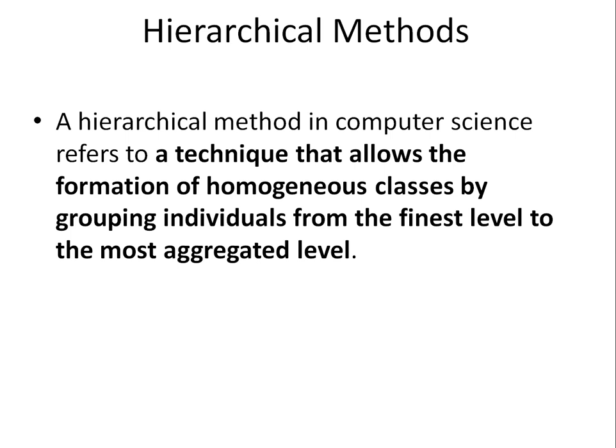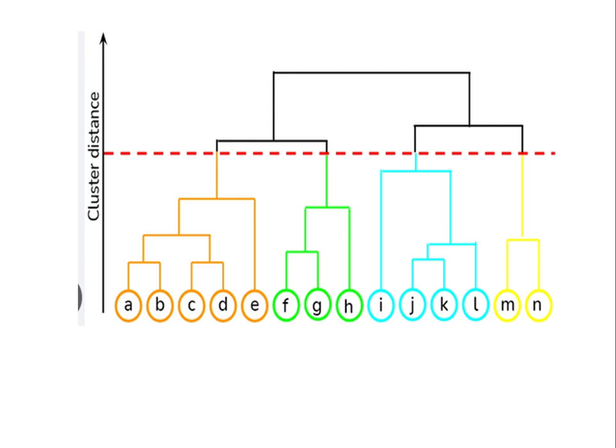The hierarchical method is a technique that involves the formation of homogeneous classes by grouping individuals from the finest level to the most aggregated level. In the diagram, for the hierarchical structure, we have groups A, B, C with colors such as orange, green, blue, and yellow. This is the type of hierarchical clustering method.